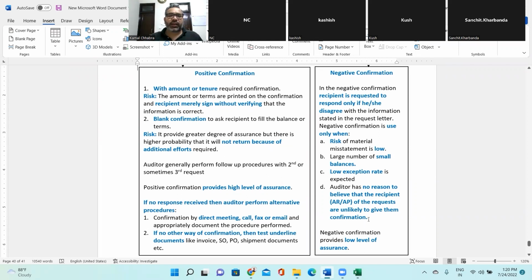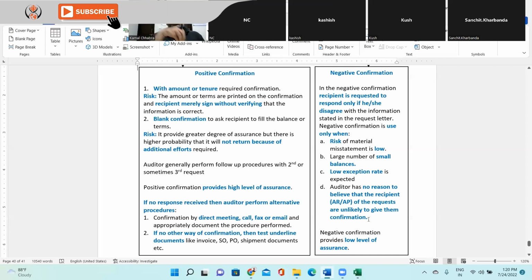Here the risk is that it provides a greater degree of assurance, but there is a higher probability that it will not return because additional effort is required from the customer, the vendor, or the banker, because he needs to check his accounts. He or she needs to ask his accountant or the respective person to look at the account balance. But sometimes if their accounting is not appropriate, they may not feel comfortable sending it back to you, right? So the return rate, the confirmation rate, is generally low in the blank confirmation. That is the risk, right?